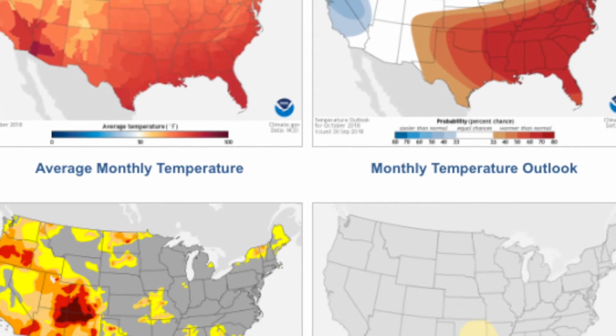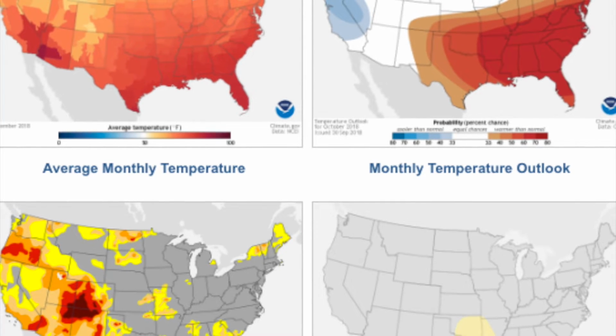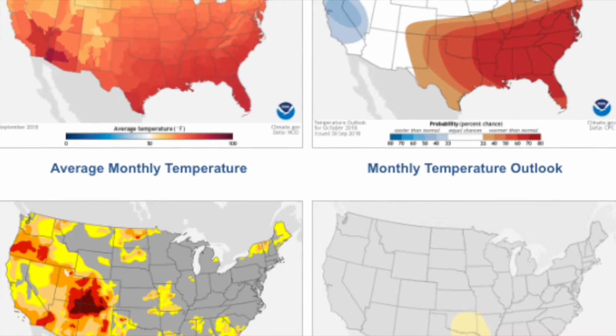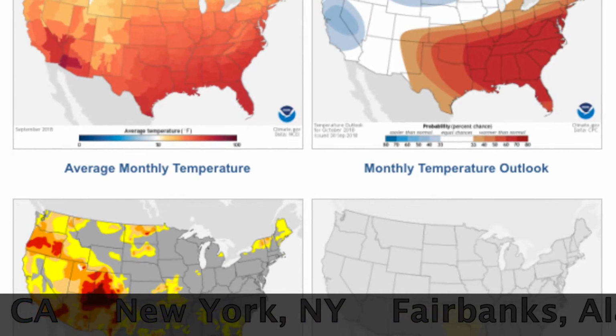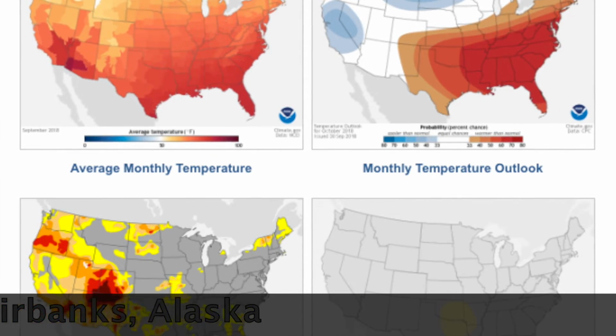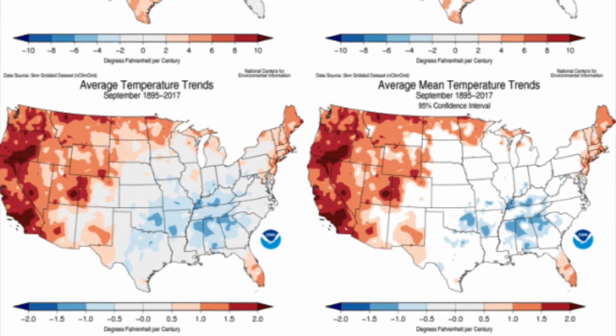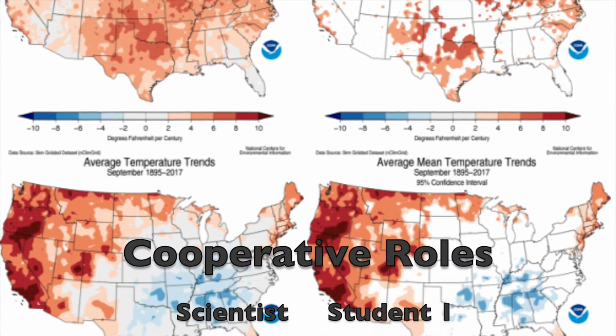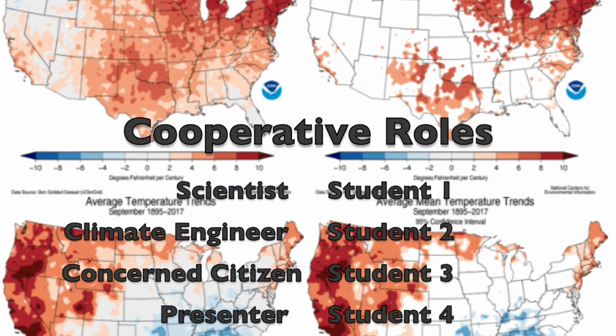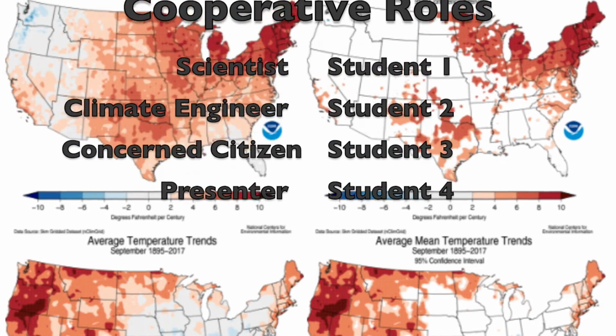Students' final project for this unit will be on climate change. In groups, students will choose between Los Angeles, New York, and Fairbanks, Alaska to do their climate research. Students will have cooperative roles as a scientist, a climate engineer, a concerned citizen, and the presenter.